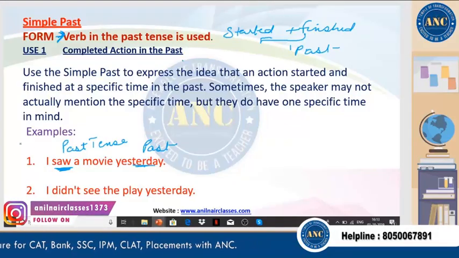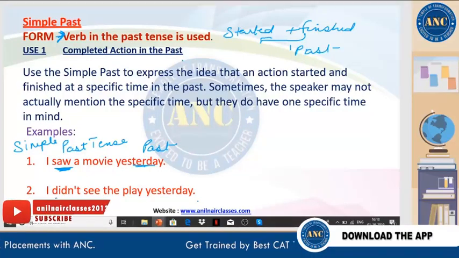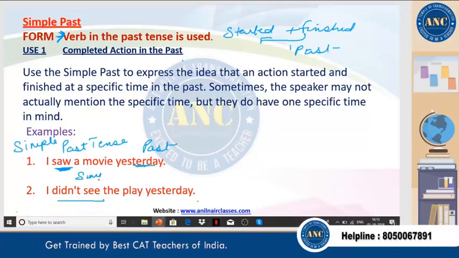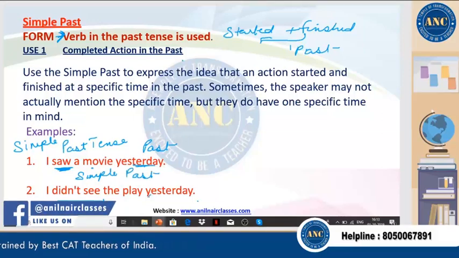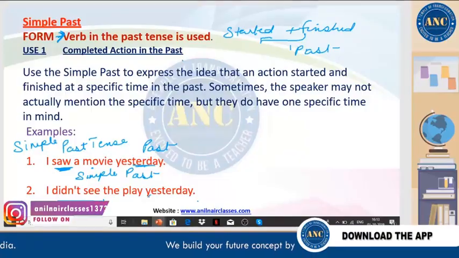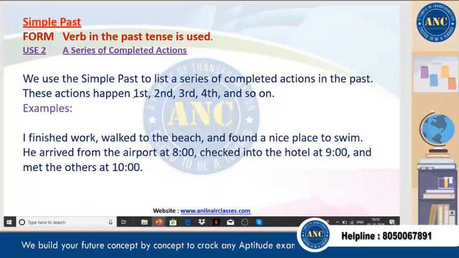But here we are having the simple past tense, right? I didn't see the play yesterday. I did not see the play yesterday. So did see is again the simple past, right? Yesterday helps us to know that it is the past event. Clear?